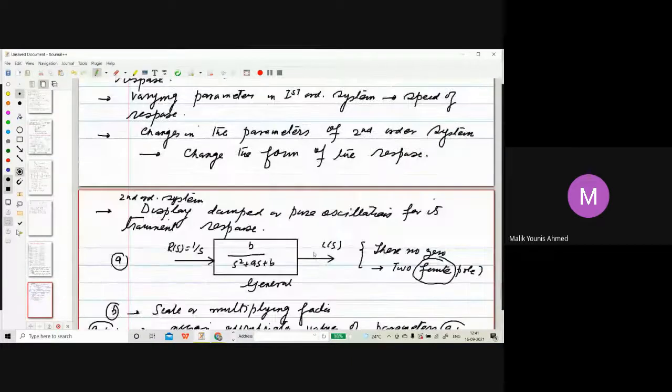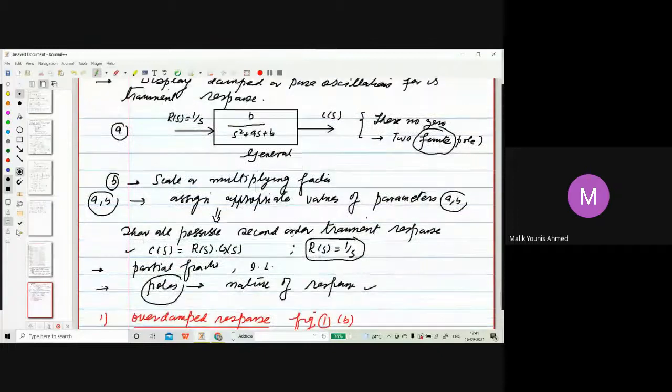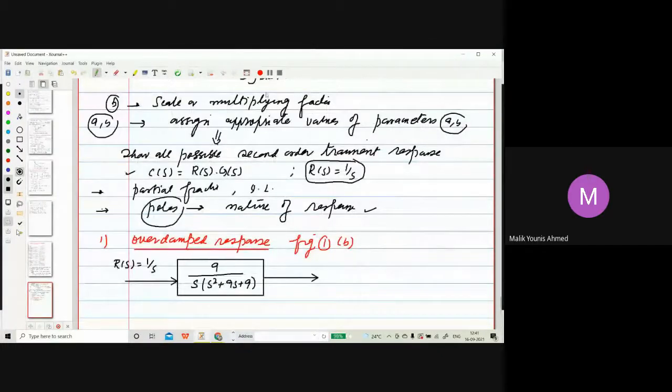This is C of S. I should not write 1 by S here, we'll multiply that by 1 by S; this is a transfer function only, sorry. Have a look at what we have changed. Now, the general form was B divided by S square plus AS plus B. So A equal to B equal to 9 is the first manipulation we are making in the constants.